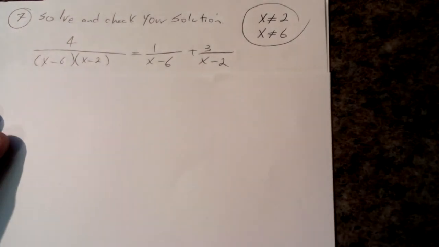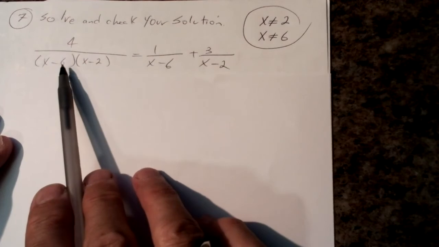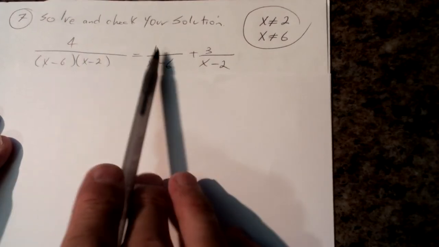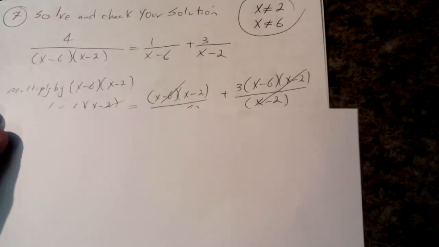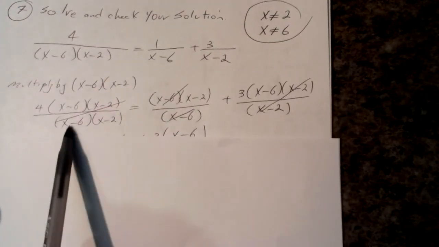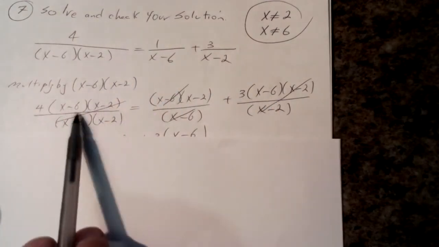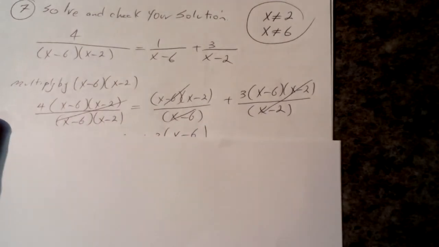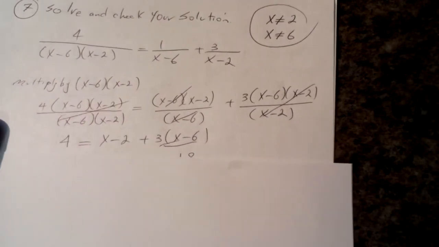Okay? So now the best way to do this problem, one method, is your common denominator is x minus 6 times x minus 2, right? I would multiply each fraction by this, so I can get rid of the denominator. See? I multiply each fraction by x minus 6 times x minus 2. In that case, what do you have? You don't have any more denominator.